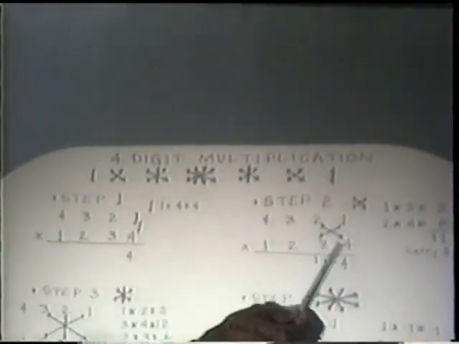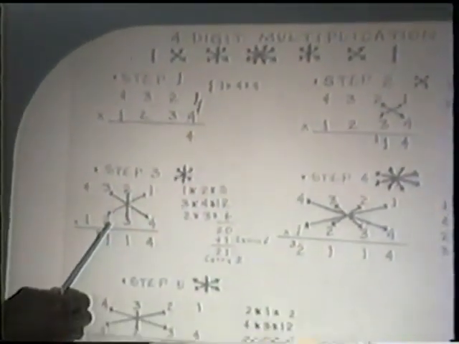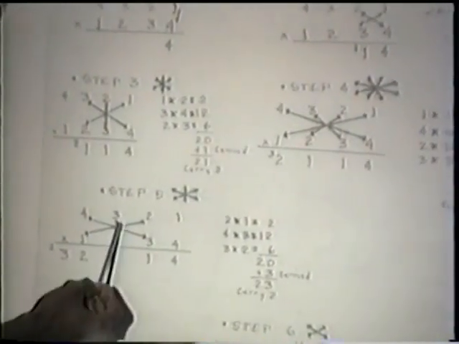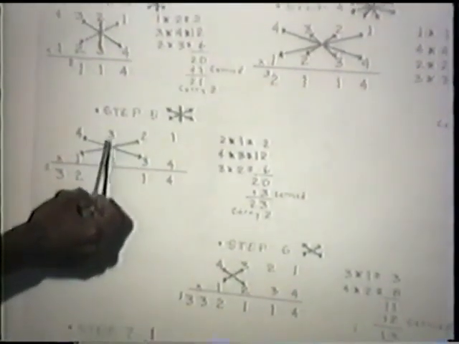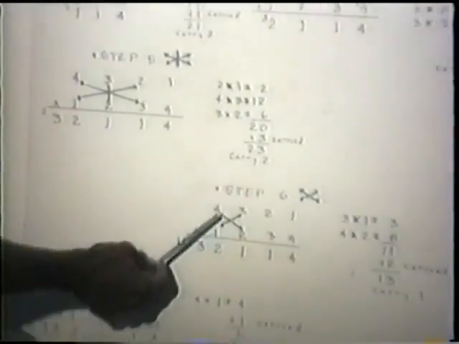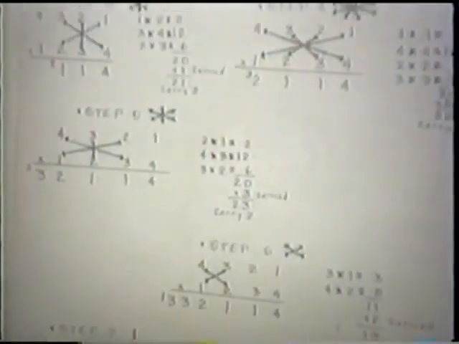Let's go over it again. First step, vertical multiplication. Second step, cross multiply. Third step, cross multiply and vertical multiplication. Fourth step, double cross. Fifth step, vertical multiplication and cross multiplication. Sixth step, cross multiplication. Seventh step, vertical multiplication. Just take your time and follow the steps. If you follow the steps, you won't get lost.